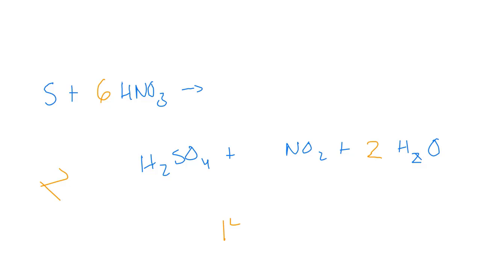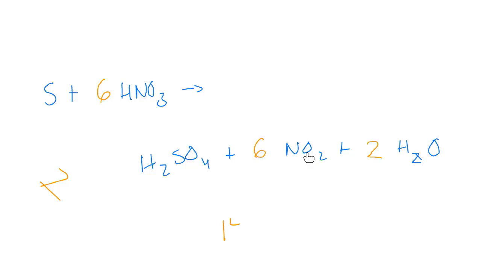So let's see how many nitrogens we have. If we put that 6 there, then we have 6 nitrogens right here. So we're going to need 6 nitrogens on the product side. So let's see how many we have now. We have 4 nitrogens on here. So our nitrogens are now balanced, so we're looking at oxygen instead. 4 oxygen here. We have 12 over here.